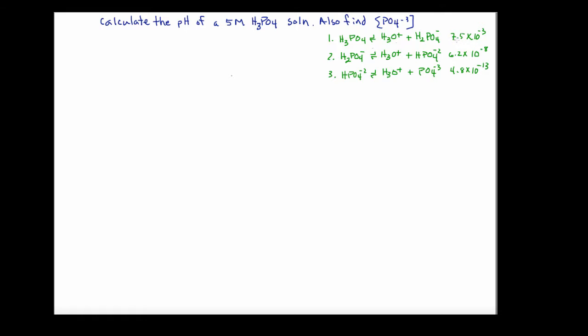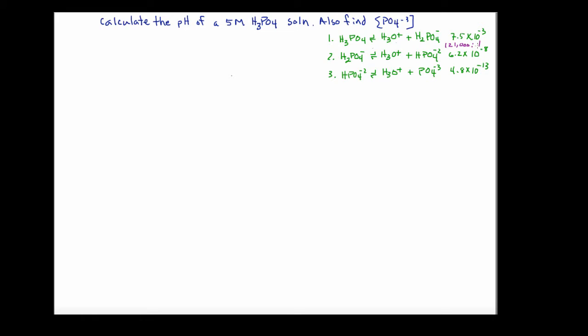So in other words, if I took 7.5 times 10 to the minus 3 and divided it by 6.2 times 10 to the minus 8, the reason I would do that is to point out to the viewer how many times more powerful the first equilibrium is by contrast to the second. And what you get when you take that ratio is 121,000 to 1.